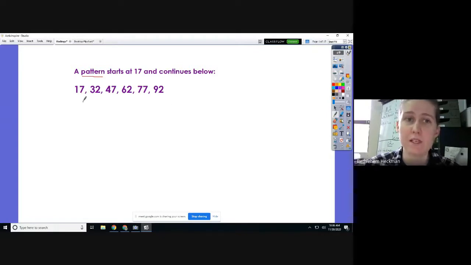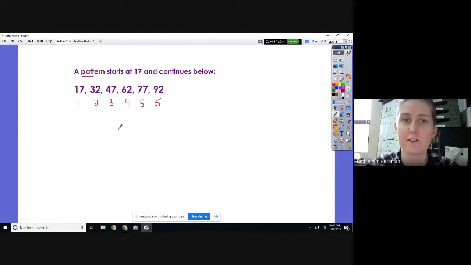One thing that helps me is to put numbers down below to say where it is in the pattern. So number 1 is 17, 2 is 32, 3 is 47, 4 is 62, 5 is 77, and the sixth part in the pattern is 92. Just saying those out loud made me see a pattern. See if you notice it.